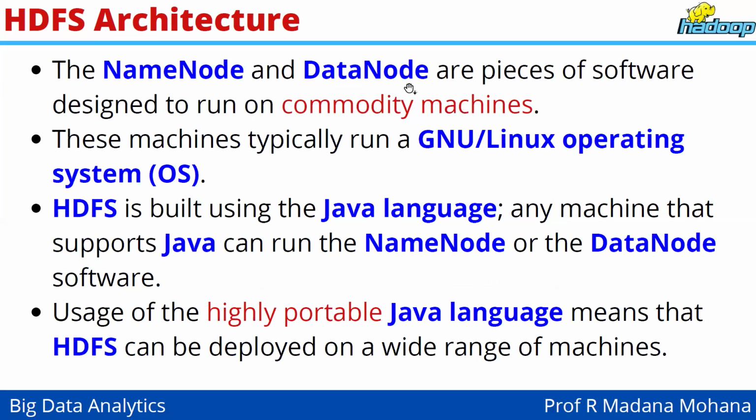The name node and data node are pieces of software which are designed to run on commodity machines. These machines typically run a GNU or Linux operating system. HDFS is built using the Java language. Any machine that supports Java can run the name node or the data node software. The highly portable Java language means that HDFS can be deployed on a wide range of machines.